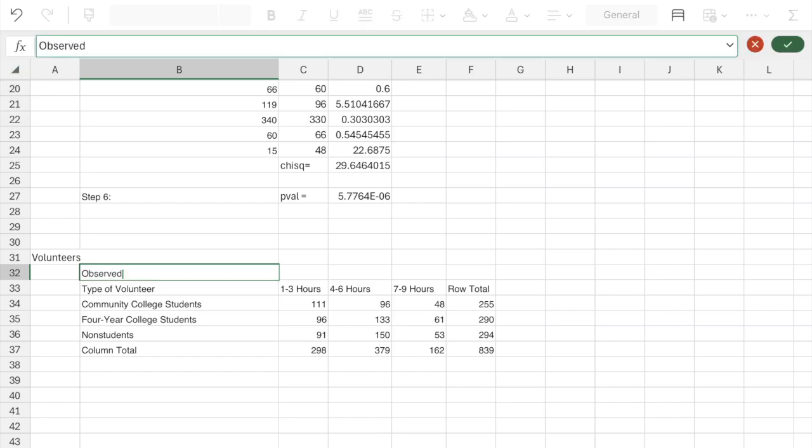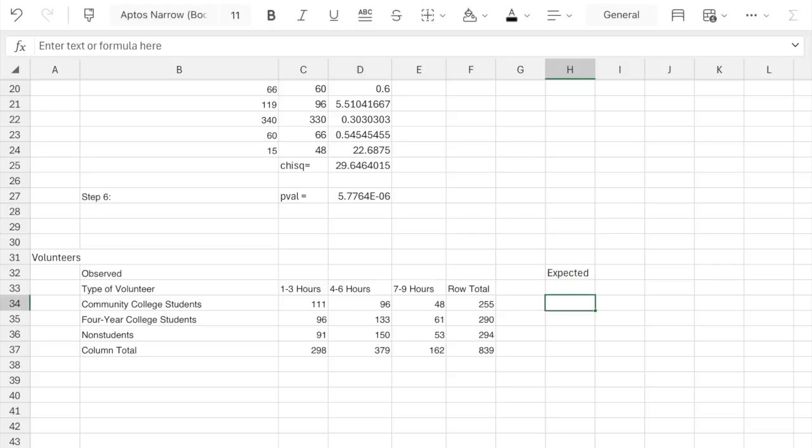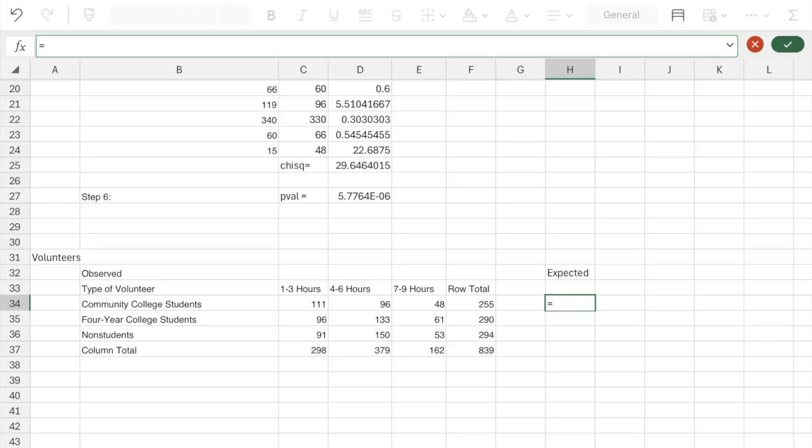All right, now what I'm going to do is I'm going to make expected over here. Okay, now equals, I need to do column total times row total divided by grand total. Okay, now I'm going to need to freeze. I'm going to want to autofill this, right? So I don't want the row to change on the column total.